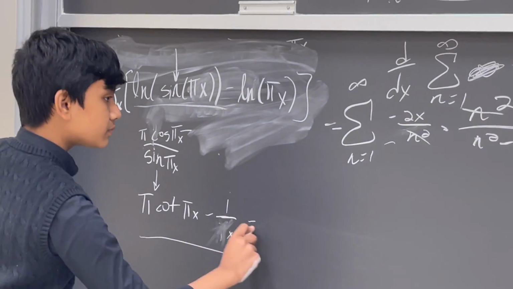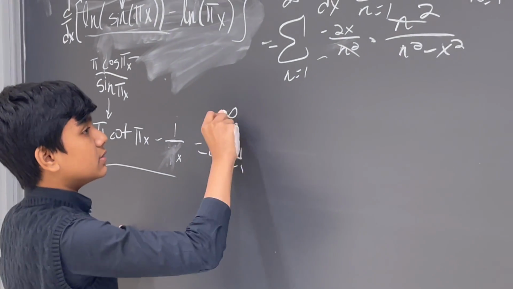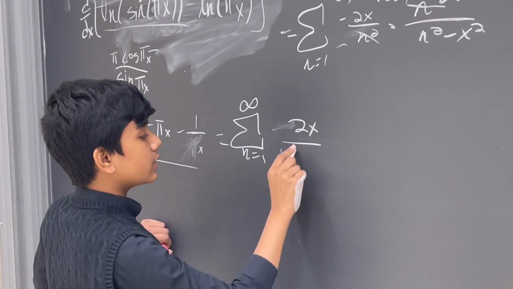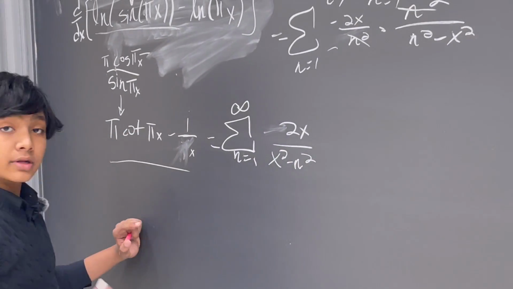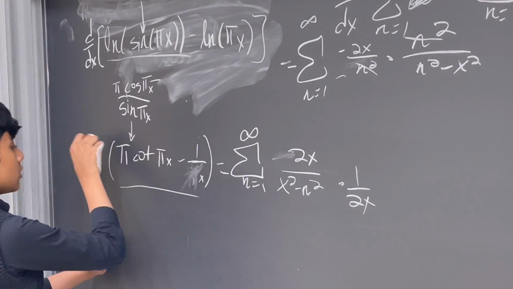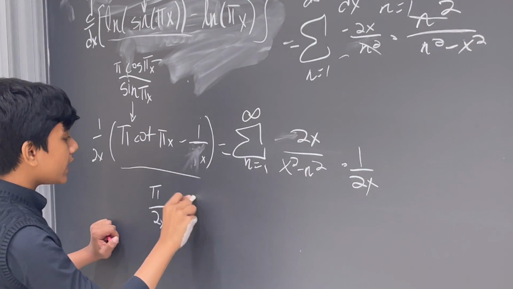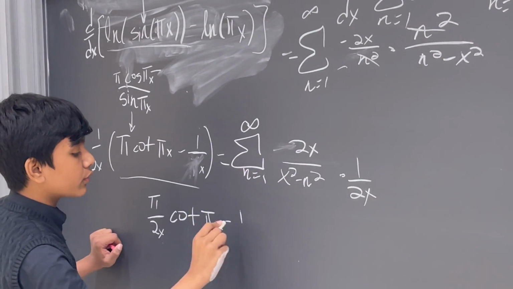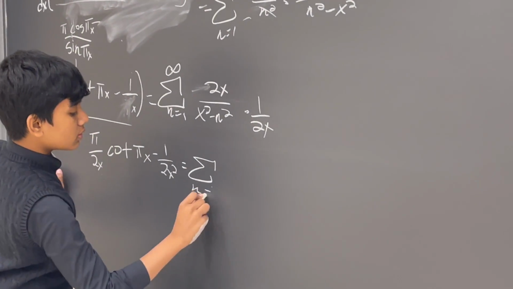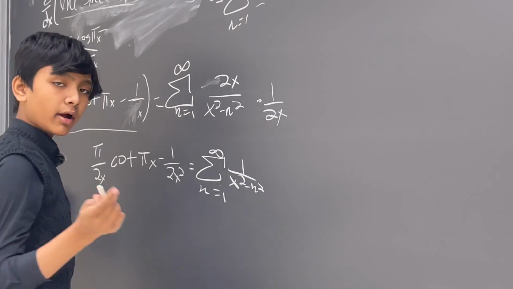So then this is equal to the same thing that we stated above. And we're actually going to use this to flip the denominator. Then we're going to divide both sides by 1 over 2x to get pi over 2x cotan pi x minus 1 over 2x squared is equal to the infinite sum of 1 over x squared minus n squared. All right, good.